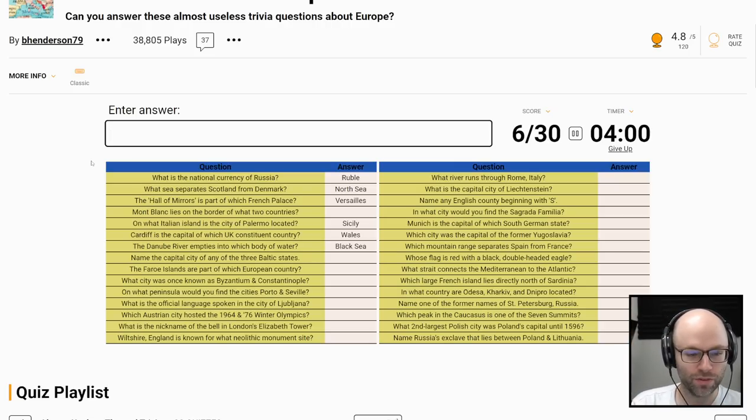Capital city of any of the three Baltic states. Okay, let's flex a little bit. Let's go Riga. The Faroe Islands are part of Denmark. What city was known as Byzantium and Constantinople? Istanbul. I'm stupid. The peninsula where you'd find Porto and Seville, what is the Iberian Peninsula. Official language spoken in the city of Ljubljana. Let's say that's Slovenian.